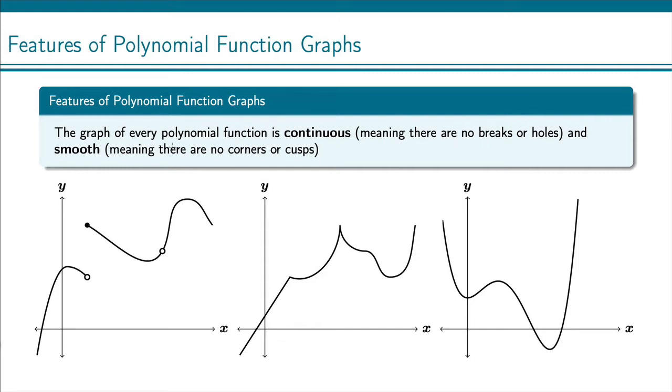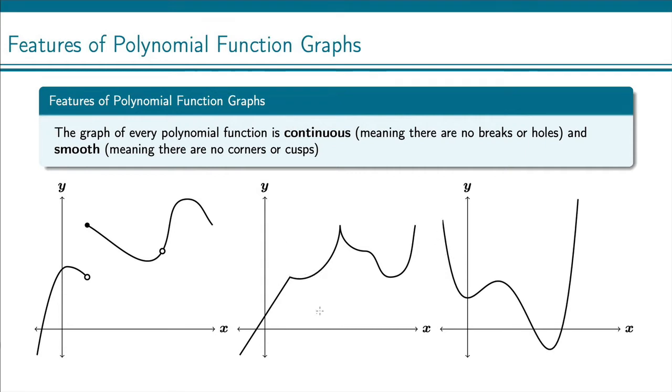The first is the graph of every polynomial function is continuous, okay? And continuous, this just means that there are no breaks in the function or no holes, okay? It just continues. We're able to draw it without picking up our pen at all, okay?